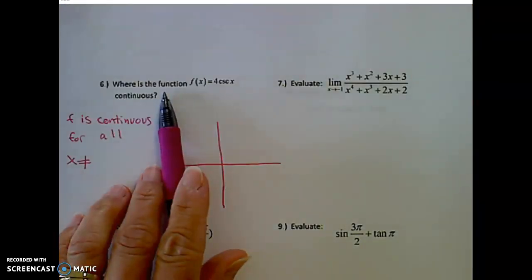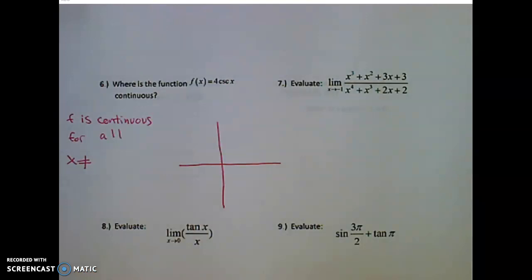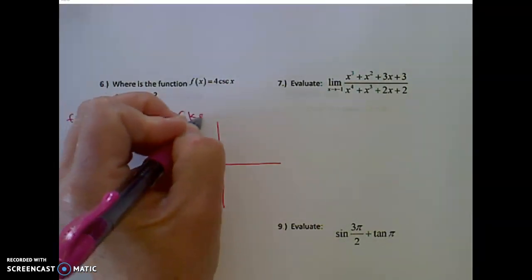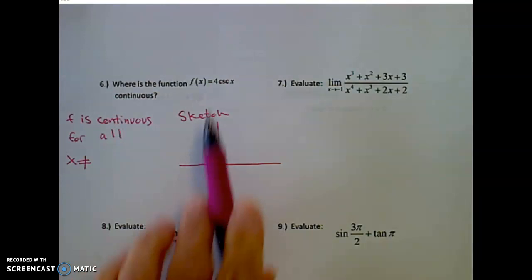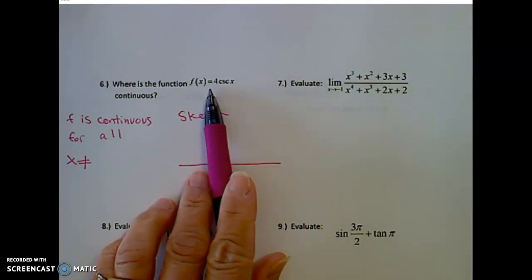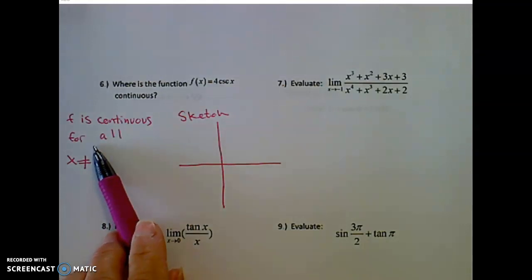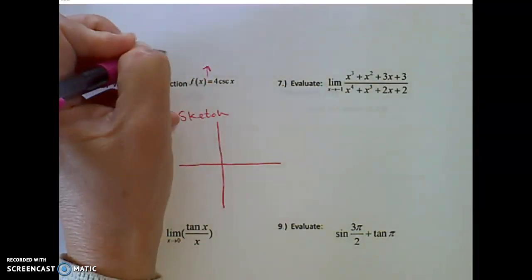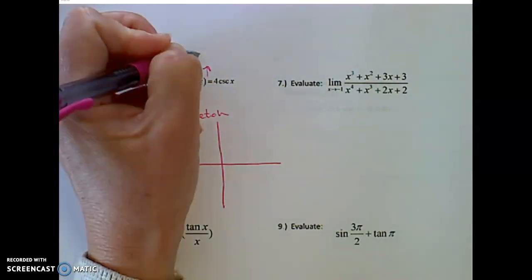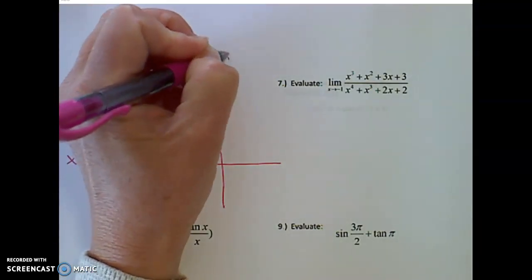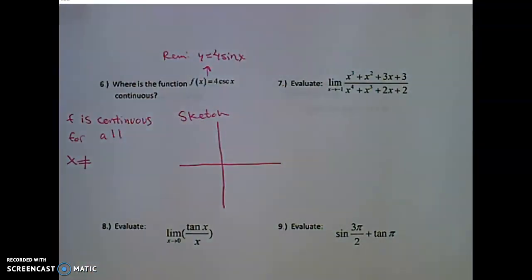Where is this function, f of x equals 4 cosecant of x, continuous? I'm going to ask you to sketch that function. Do you remember that a cosecant function has asymptotes? So since it has asymptotes, you know it's not continuous everywhere. Remember that to graph a cosecant function, we actually graphed y equals 4 sine of x first. Let me give you a second if you have not to graph that, and I'll sketch my graph.